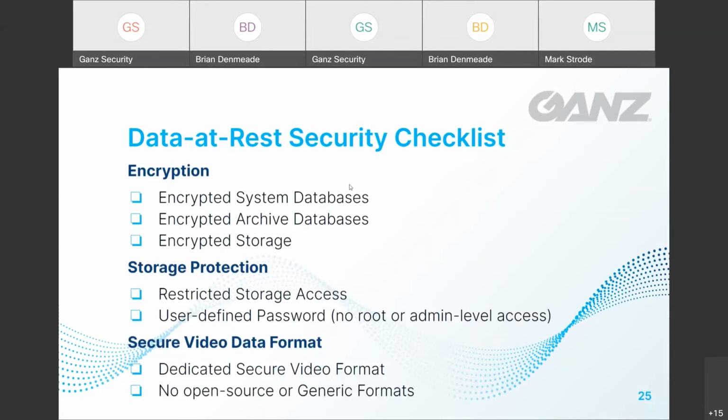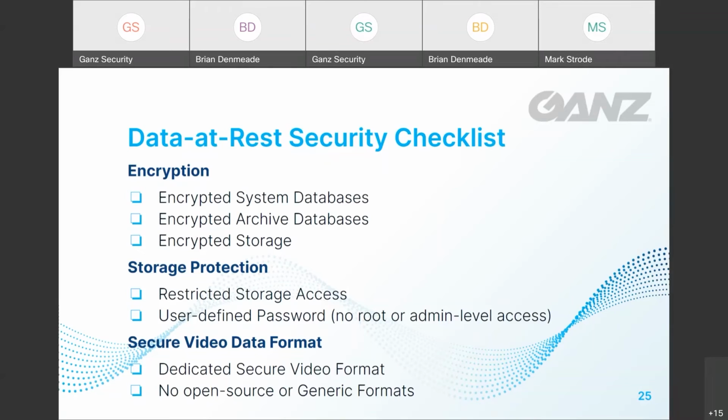Okay, so let's take a look at a checklist. So data at rest, bearing in mind again that this is the data that's on the hard drives. What are we looking for in order to say that we have complex layers protecting our system? We want encryption on the system databases. We want encryption on the archive databases. And we want encryption on the storage medium that these databases are in. We also want the storage protection to have restricted storage access, which means a password is required. No one can just come along and start accessing the data, even though it's encrypted.